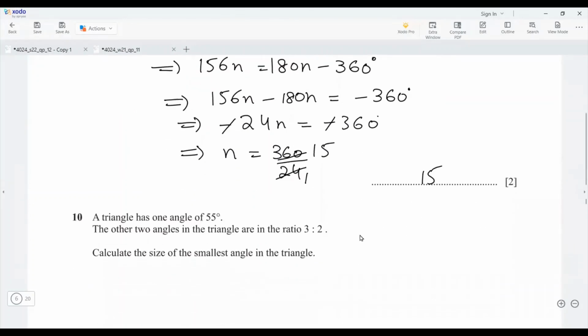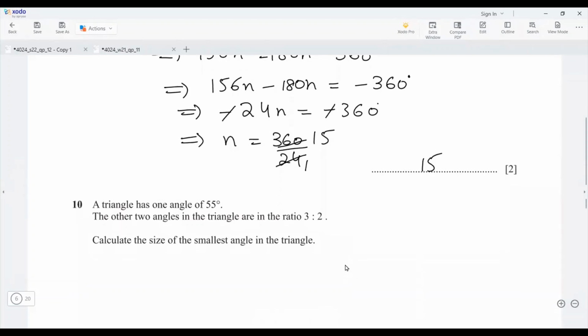In question number 10, one angle of a triangle is given as 55 degrees, and they're saying that the other two angles are in the ratio of 3:5. So if it is 3:5, we must know that if one angle is given, the sum of the other two angles will be 180 minus 55.